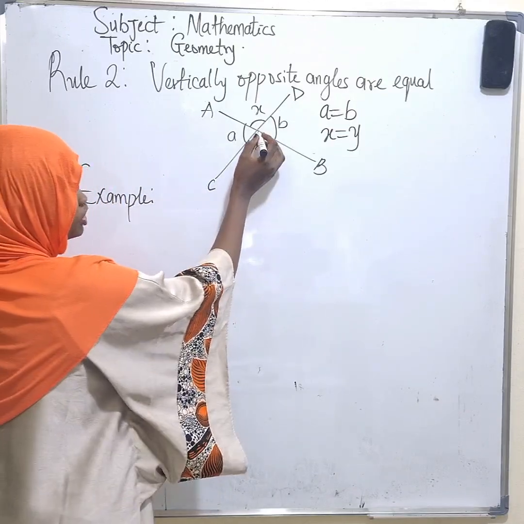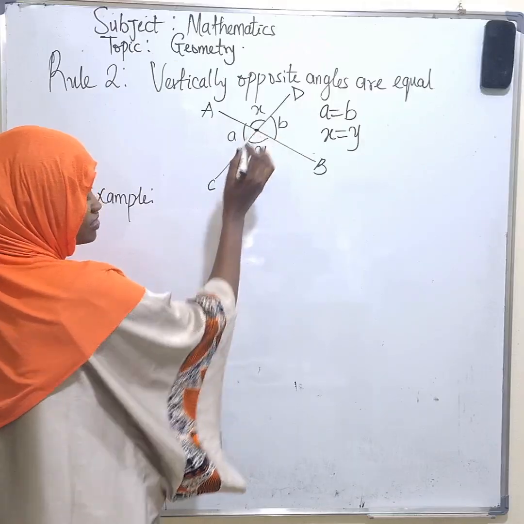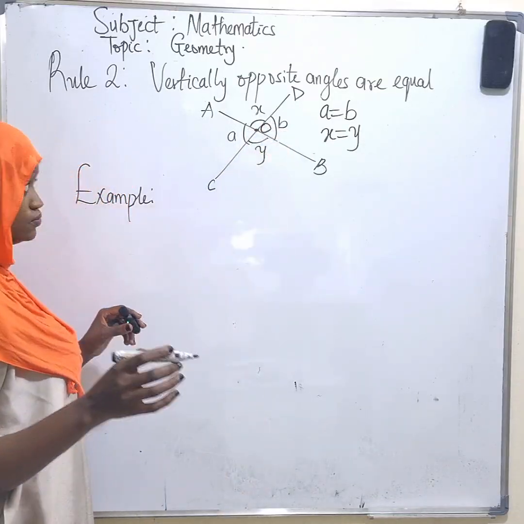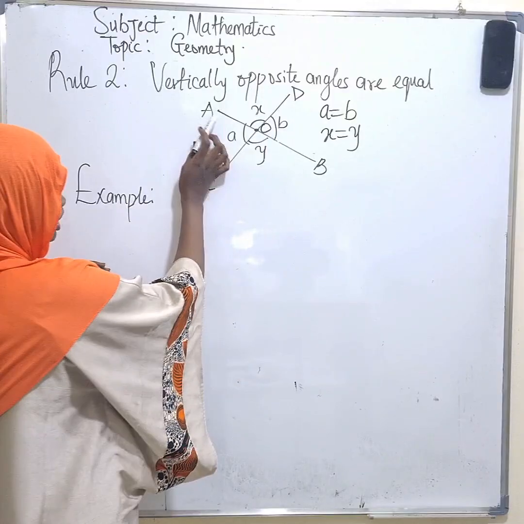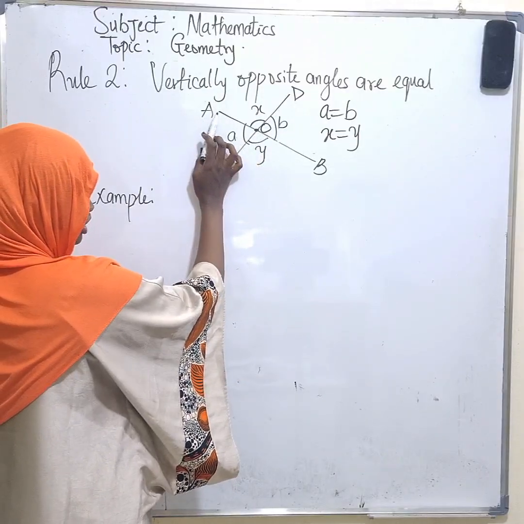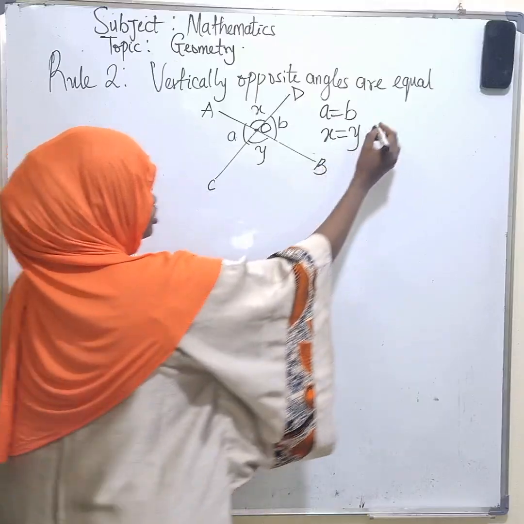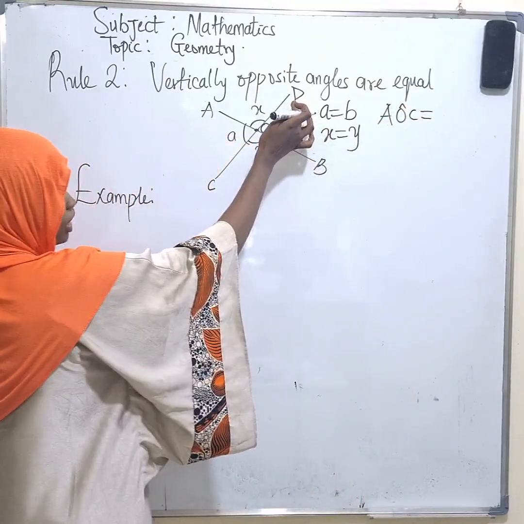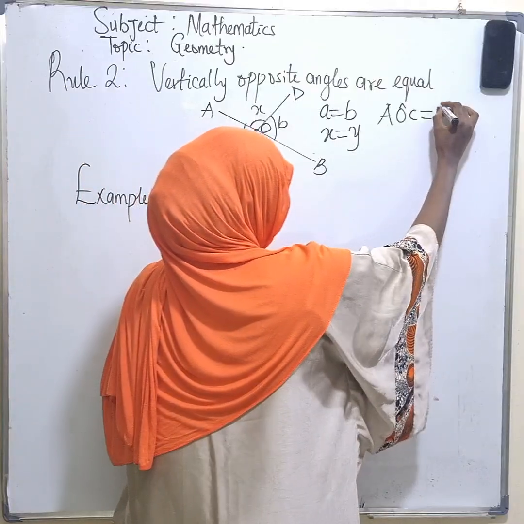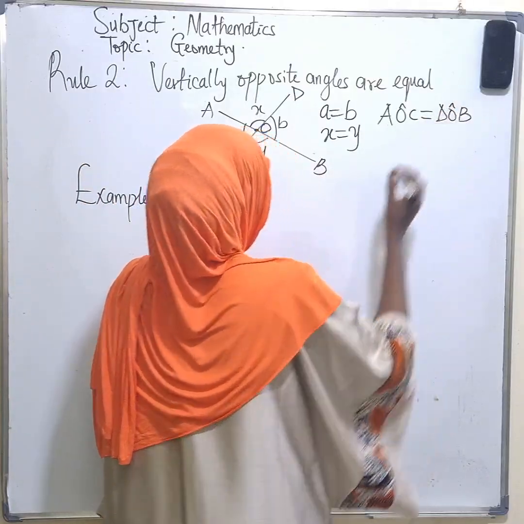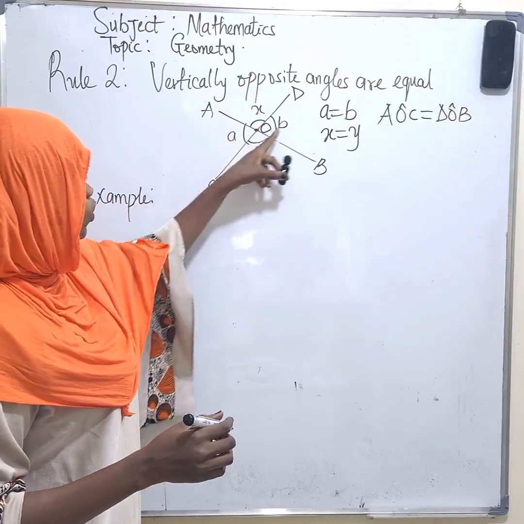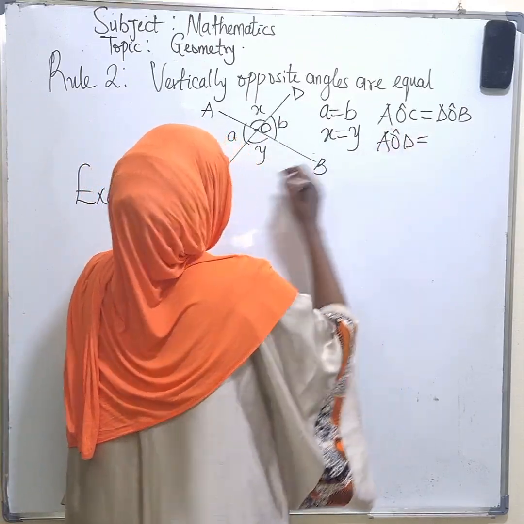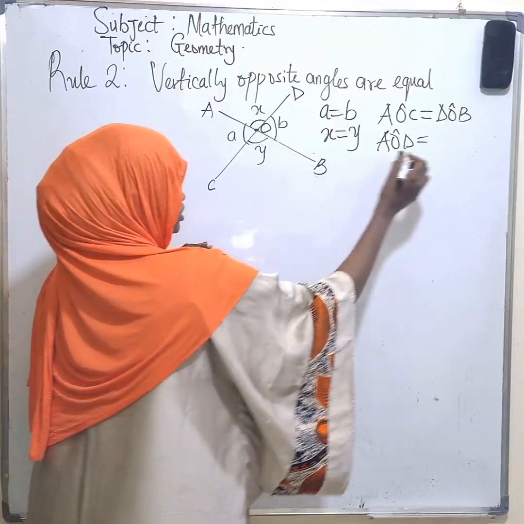Yes, I did not mention, please do not forget, here is where we have the center, right? And the center is always labeled as O. Like this angle A is angle AOC. So this can also be written as angle AOC is equal to angle DOB. Okay, angle DOB, and also angle AOD is equal to angle COD.